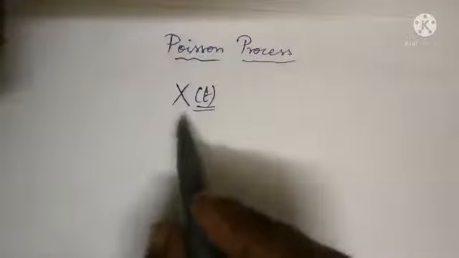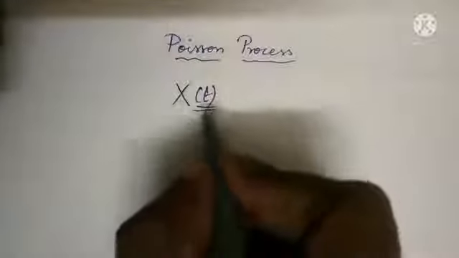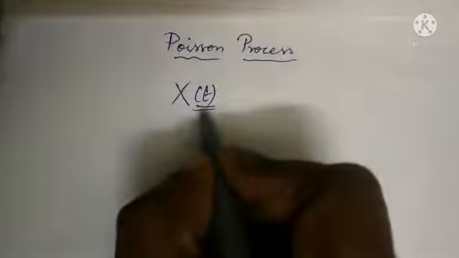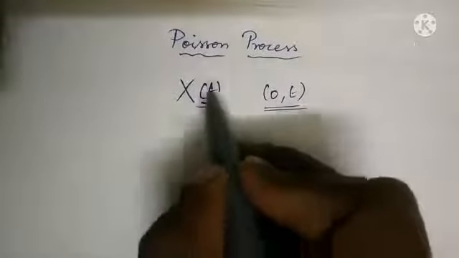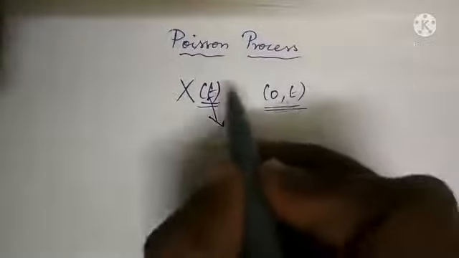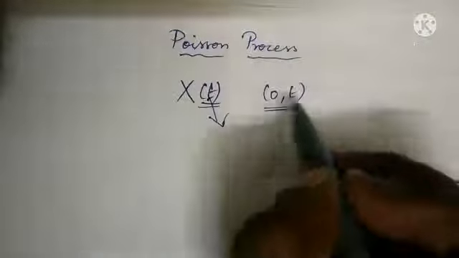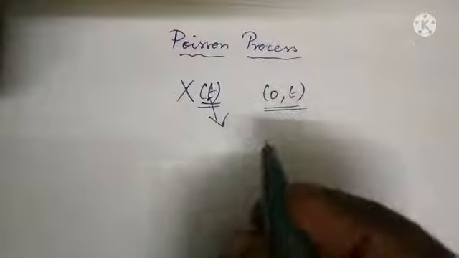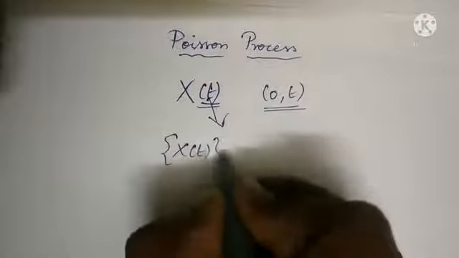Let us see today the heading Poisson process. X of t represents the number of occurrences or arrivals in a certain interval 0, t. If I write X of t, it denotes, listen here, the number of arrivals or number of occurrences in the interval 0, t. This Poisson process is a discrete process.